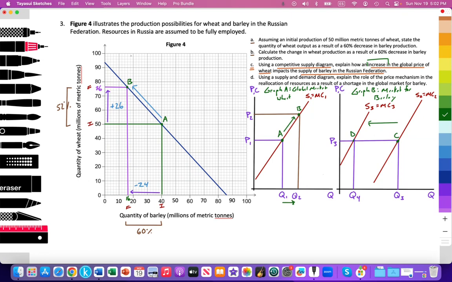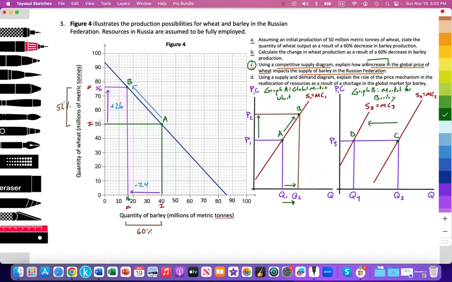Okay, so we can see figure 4, we're allocating land, labor, capital towards either wheat or barley production. In questions A and B, we started at point A with output of 50 million metric tons of wheat and 40 million metric tons of barley. And now we can understand from question C that due to a higher price for wheat, that increases the quantity supply. So the wheat goes up. The price for wheat rises from P1 to P2. That's going to lead to a movement along the supply curve from point A to point B, leading to an increase in the quantity of supply.